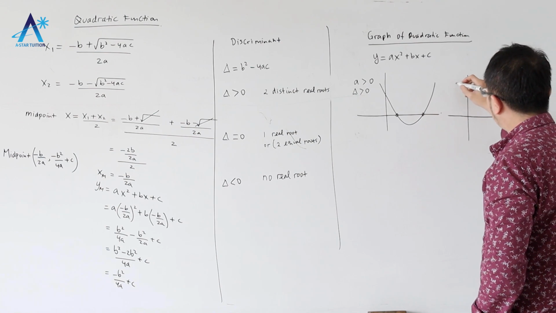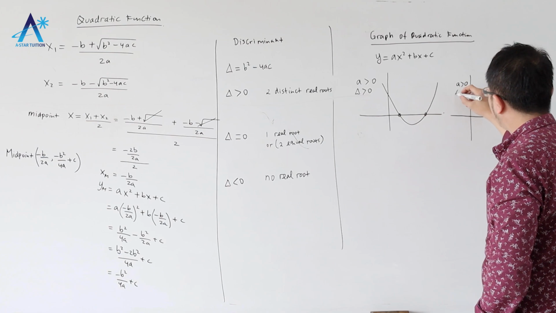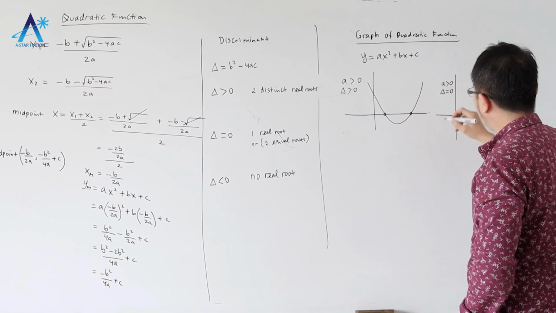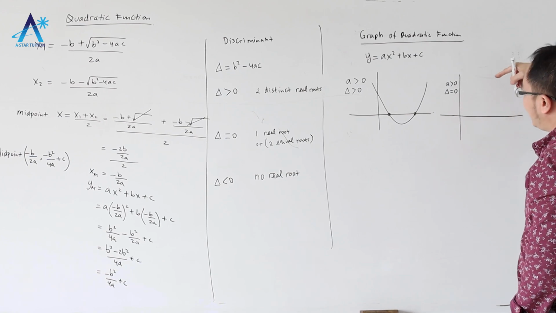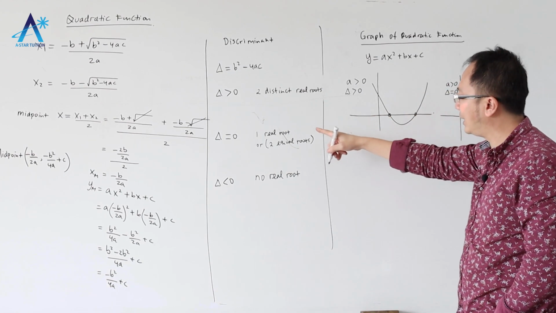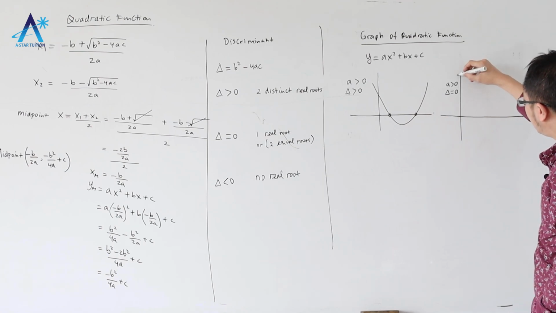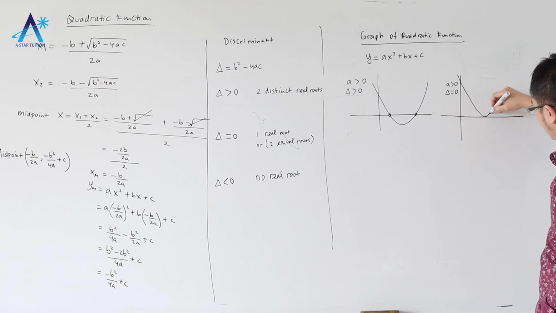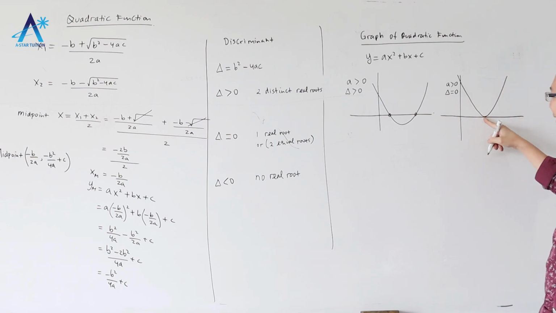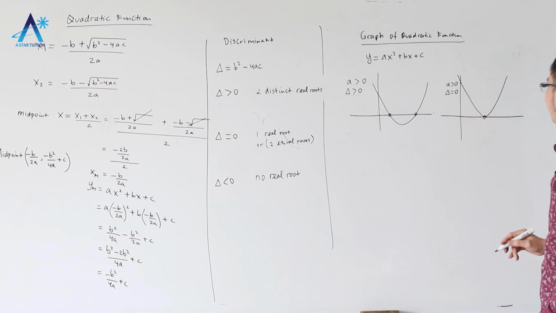Okay. Next condition is the graph that has a positive value of a, while the discriminant value is equal to 0. Now this is also a concave up graph, which only has one real root. So the graph would look like this. It only has one real root, so the graph has to be touching the x-axis here. There is only one real root here.